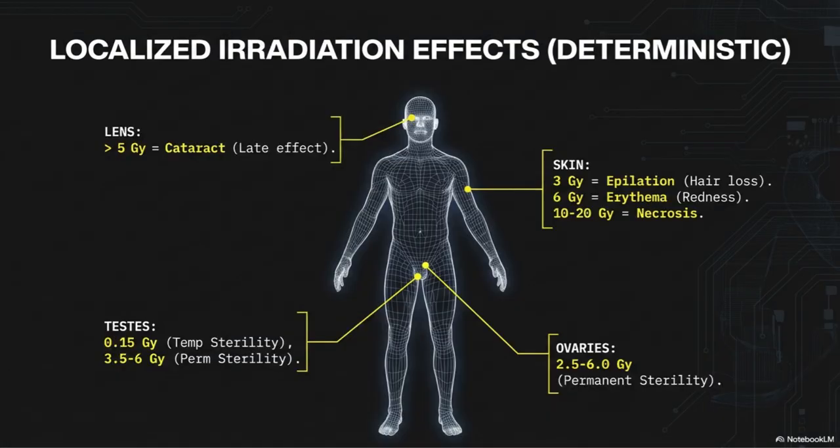This slide shows localized, deterministic radiation effects, where damage depends on dose and the specific organ exposed. Low doses to the testes, 0.15 grays, and ovaries, 1.5 to 2 grays, can cause temporary sterility, while higher doses lead to permanent sterility. At 3 grays, hair follicles are affected, causing temporary hair loss.